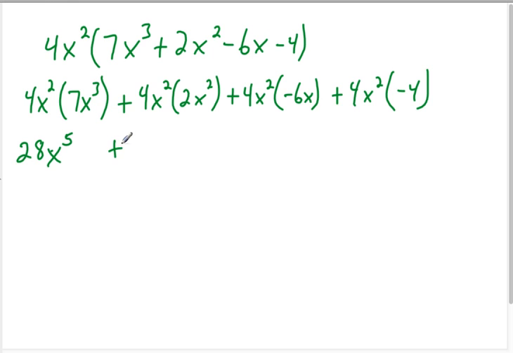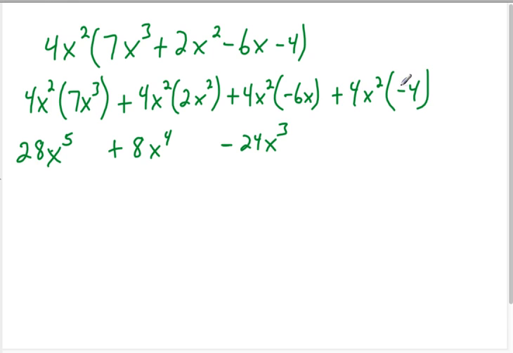Now we get to this plus sign. 4 times 2 is 8. We have 2 x's here and 2 x's here. That's 4 x's being multiplied together. Over here we have 4 times negative 6. So instead of putting plus here, I'm going to put a minus. So that's 24, right? 6 times 4 is 24. And a negative times positive is a negative or a minus. We have 2 x's here and 1 here. So 3 x's being multiplied together is x cubed.